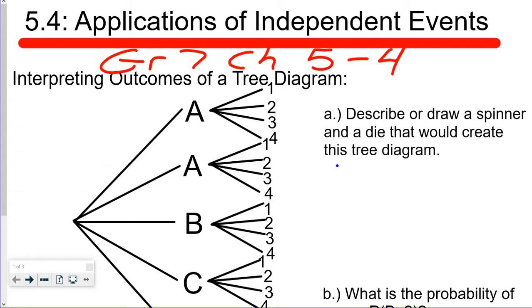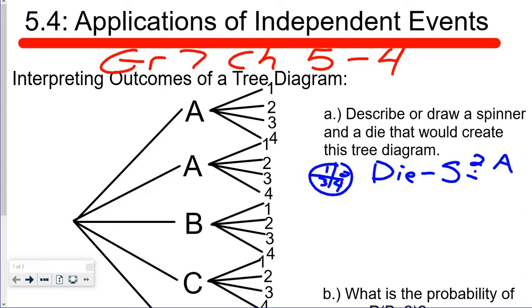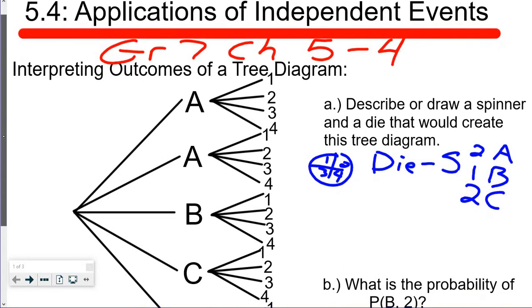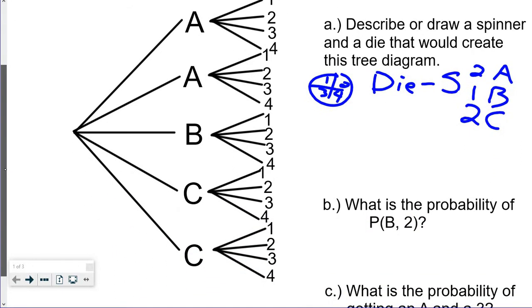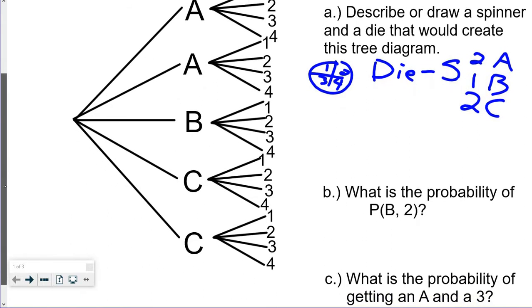So the spinner would have 4 sides, 1, 2, 3, and 4, and the die would have 5 sides, 2 with A, 1 with B, and 2 with C. So those are the 5 sides. So there's a spinner with 1, 2, 3, 4, and a 5-sided die with A, A, B, C, C on it.